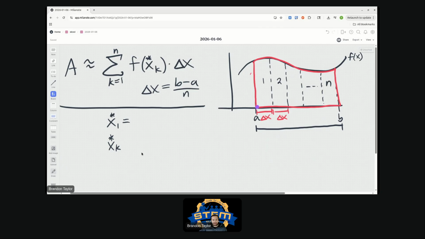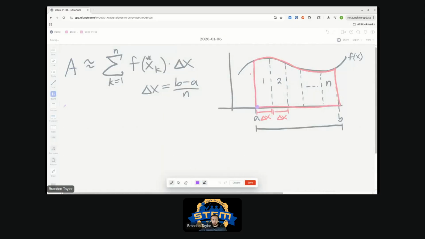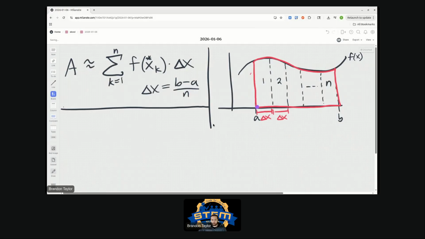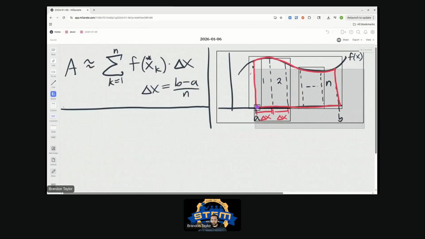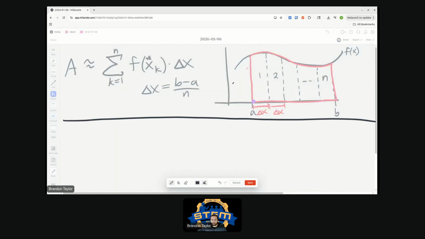And when it comes to that kind of consistency, there's a couple of strategies, and we'll talk through some of them now. So the first strategy I'll say is called the left Riemann sum. Let me see if I can raise this up a little bit as well. There we go. So the first strategy is called the left Riemann sum.